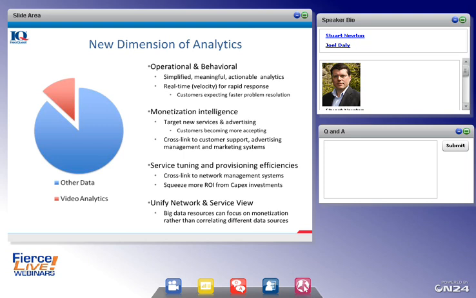And the goal here really is that if we can provide actionable, meaningful video analytics, pre-crunched at multiple levels, so we can provide all the information you need to know about how well the video is being delivered, then the operators can use those pre-crunched, pre-filtered analytics to cross-link to other big data systems and really start focusing on greater monetization of the services.